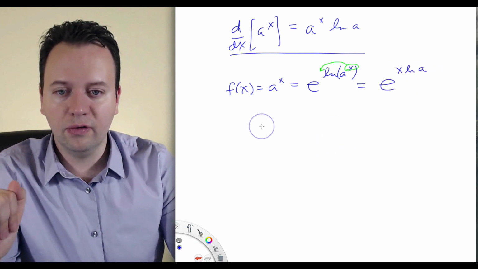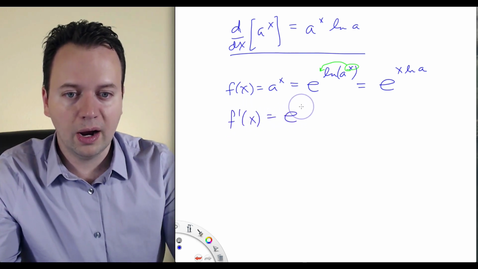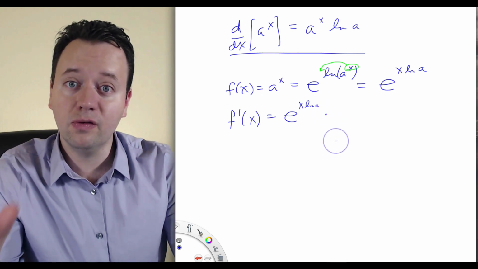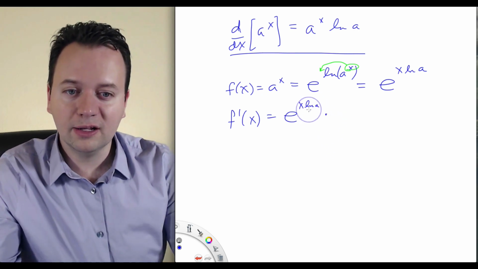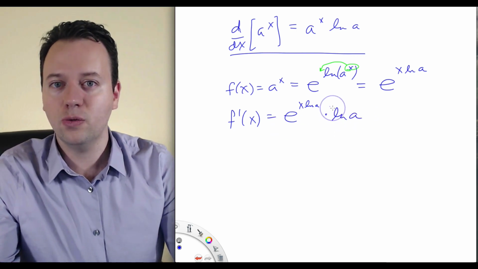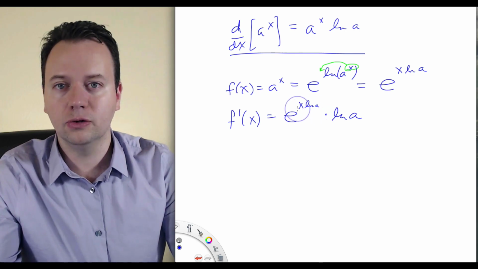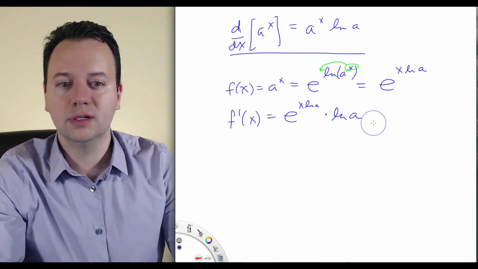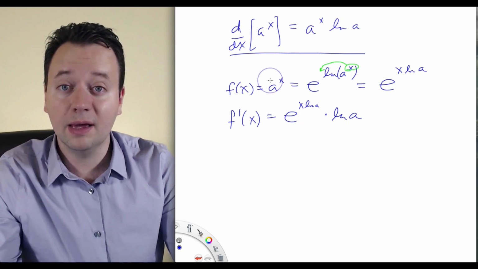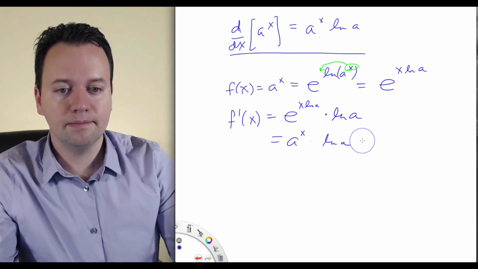Now let's take the derivative of it, because we know how to take the derivative of this. We rewrite it, e to the x ln of a, and then we multiply by the derivative of the exponent. But the derivative of the exponent is just ln of a, right? Because it's like saying e to the 3x, the derivative of 3x is 3. Ln of a is just some constant, so the derivative of x ln of a is just ln of a. But e to the x ln of a, we just saw, was the same as a to the x.